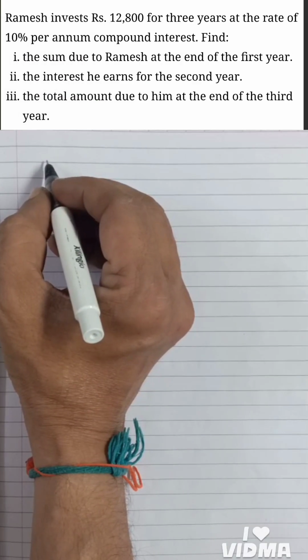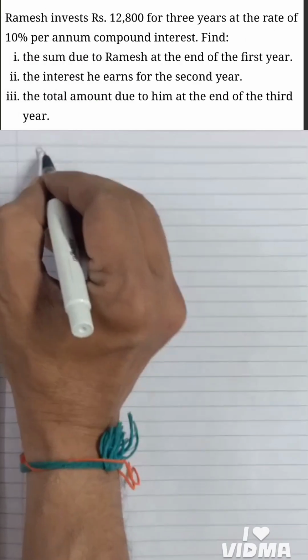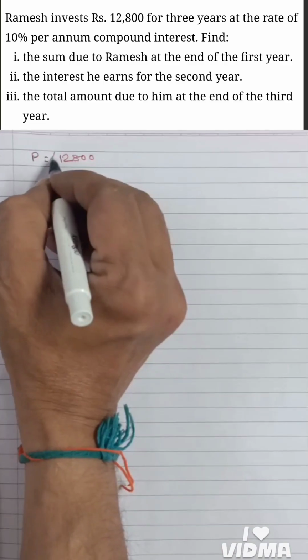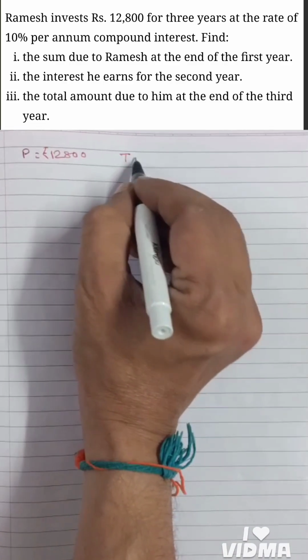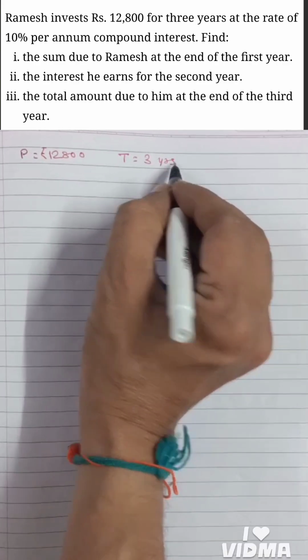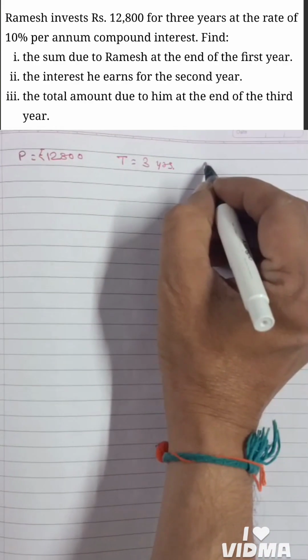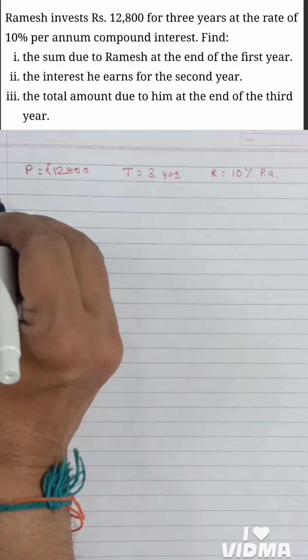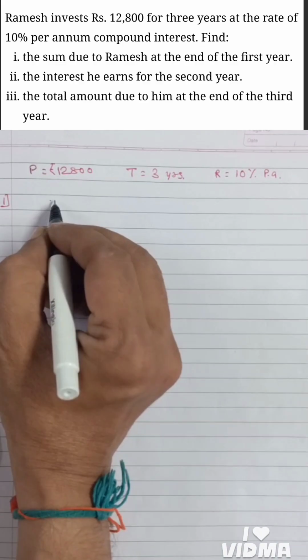As Ramesh invests rupees 12,800, the principal amount is 12,800 for 3 years. So time is given as 3 years at the rate of 10% per annum. So rate is also given here, 10% per annum. For the first part, first we will find the interest.